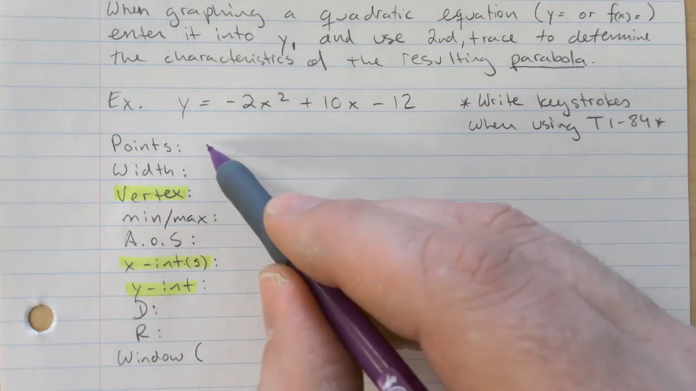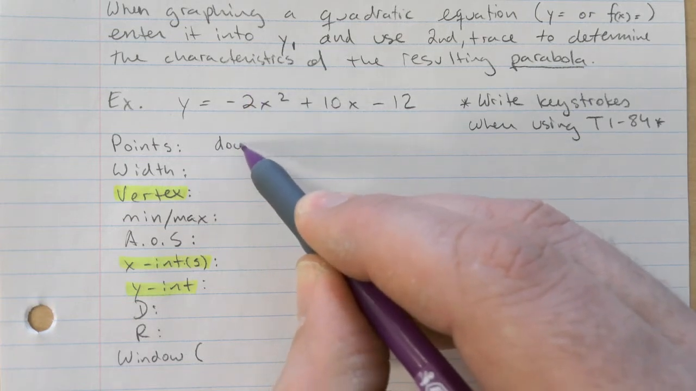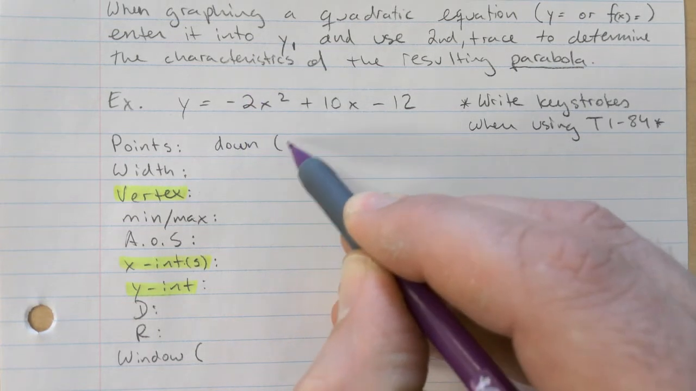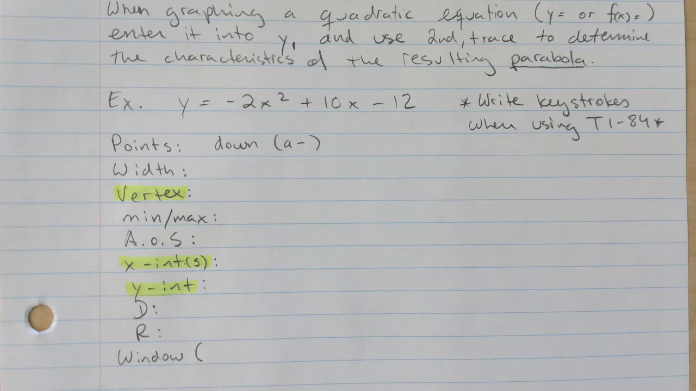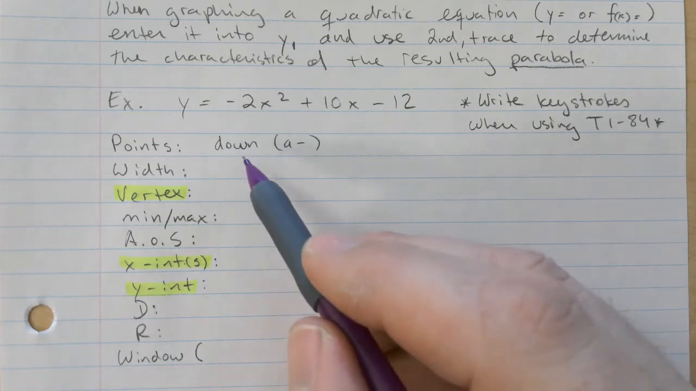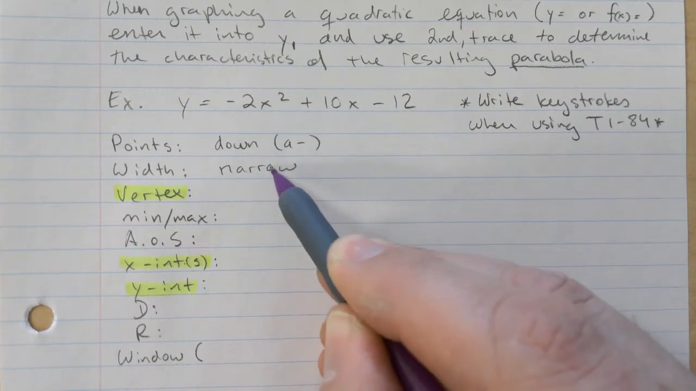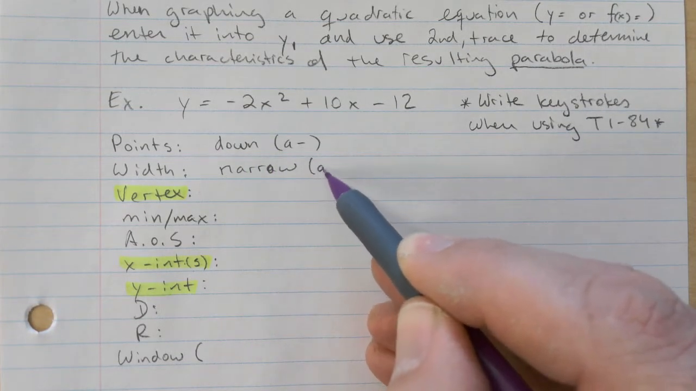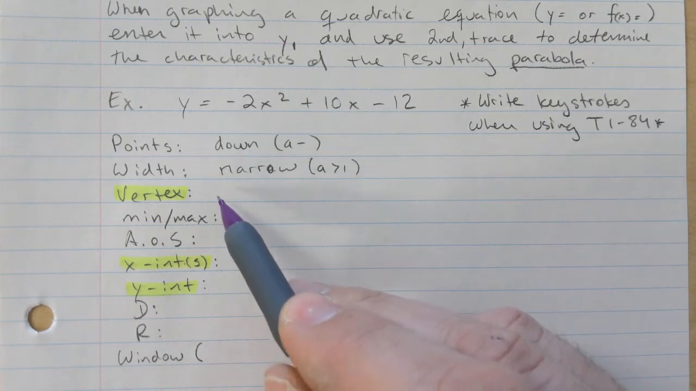Points up, sorry, down, right? This is going to be pointing down because A is negative. So I just need you to already kind of imagine what this is going to look like. The width is going to be narrow, right? Narrow because A is greater than 1. The vertex we're going to find now.